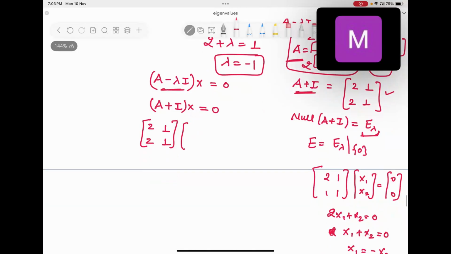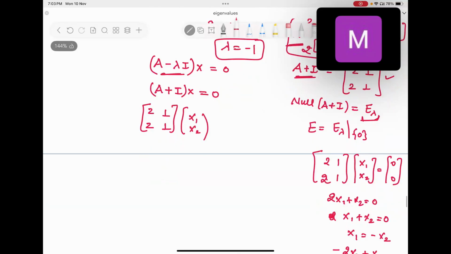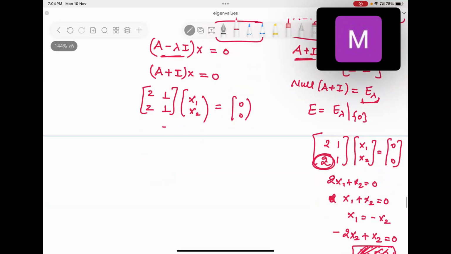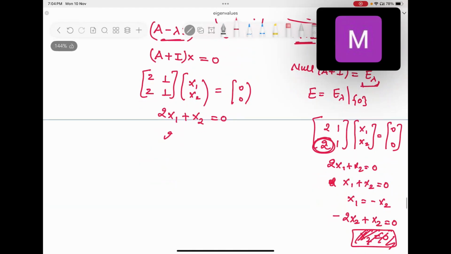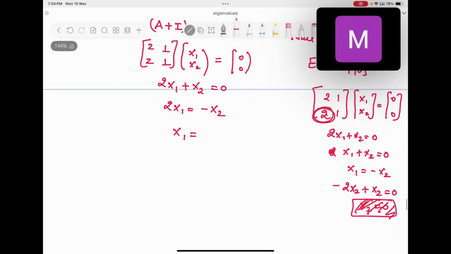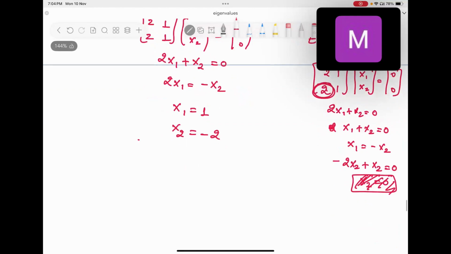Right. So this will be x1, yes, x2. Okay, where did I make a mistake? Here it should be 2. Here I made a mistake. Okay, so equals 0, 0, right? So it will be 2x1 plus x2 equals 0, right? So 2x1 equals minus x2. If you take x1 equals 1, then x2 will be minus 2, right? So your eigenvector will be (1, -2).